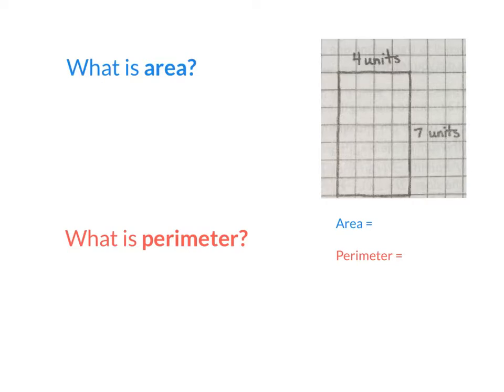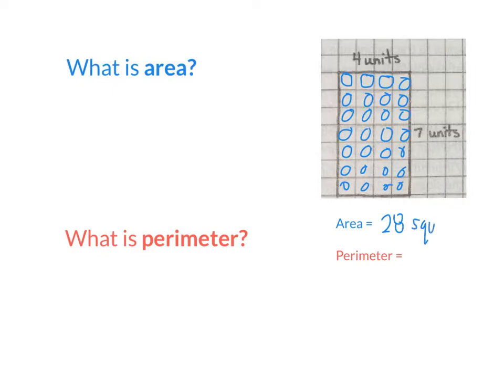Now, area, for example, if we look at this, how many boxes does this thing take up? 1, 2, 3, 4, 5, 6, 7, 8, 9, 10, 11, 12, 13, 14, 15, 16, 17, 18, 19, 20, 21, 22, 23, 24, 25, 26, 27, 28. How many squares does this whole rectangle take up? 28 squares. Do you agree? Go ahead and draw in your notebook a big rectangle that is 4 units by 7 units, just like what you see on the screen.